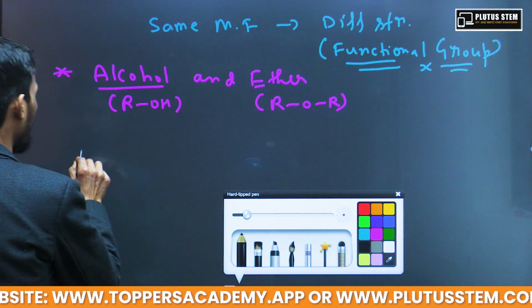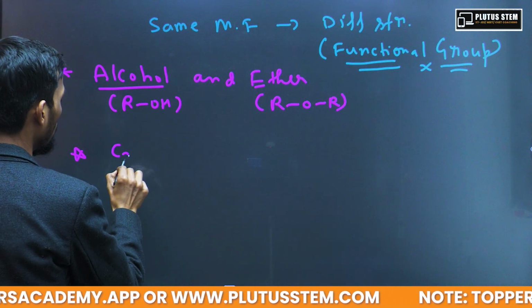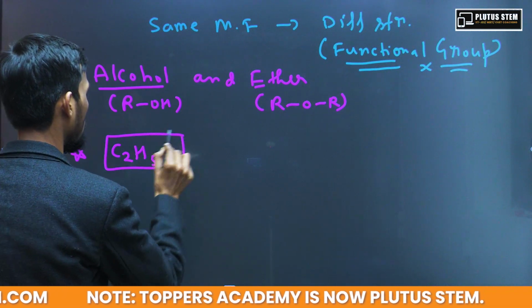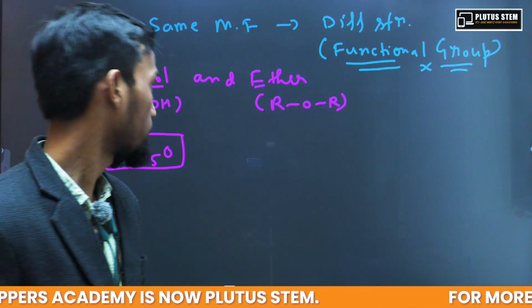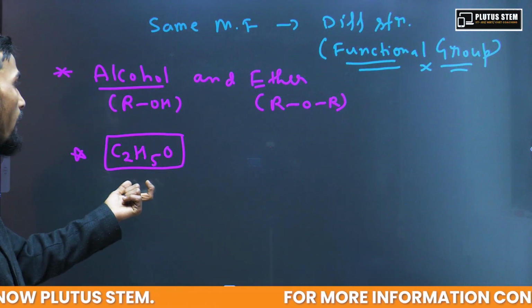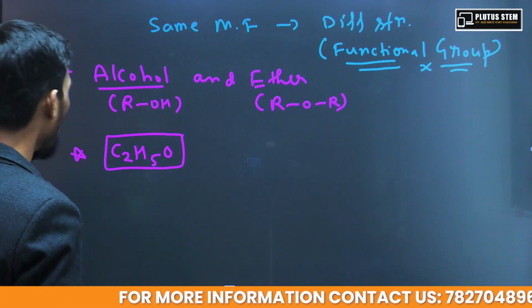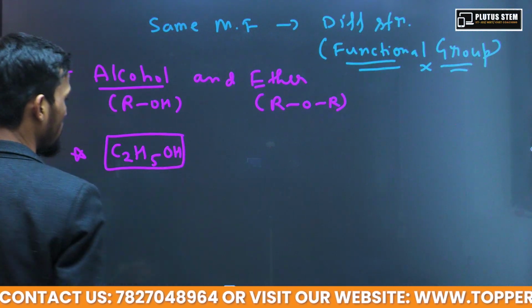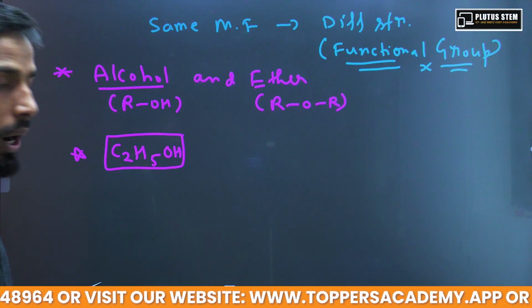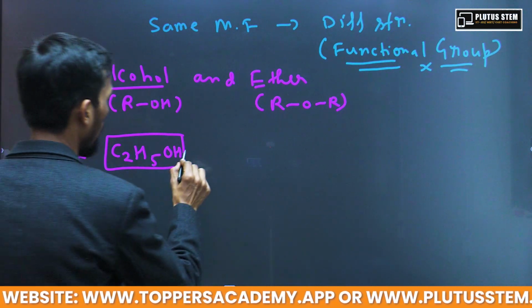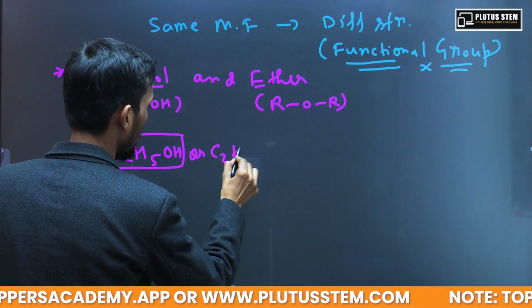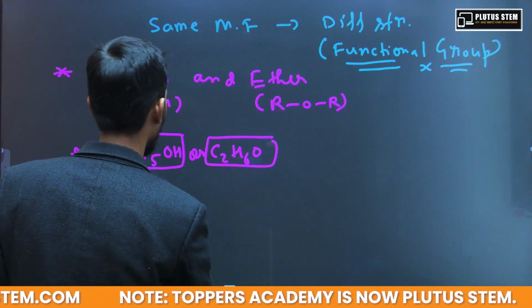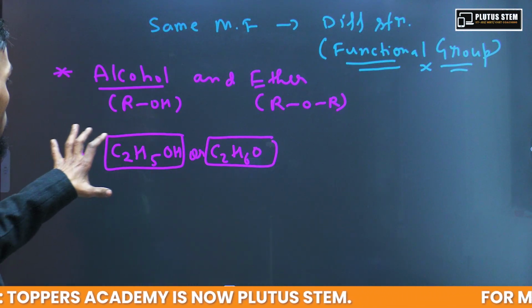If we have C2H5O and OH like this, C2H5OH, this is the molecular formula, or you can also write it as C2H6O. This is the molecular formula.